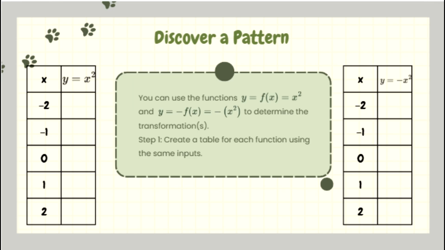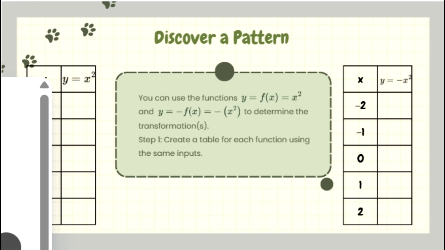You can use the functions y equals f of x, which is equal to x squared, and y equals negative f of x, which is equal to negative x squared, to determine the transformations. So step one is create a table for each function using the same inputs. We have a table for y equals x squared and y equals negative x squared. Both tables have negative 2, negative 1, 0, 1, and 2.